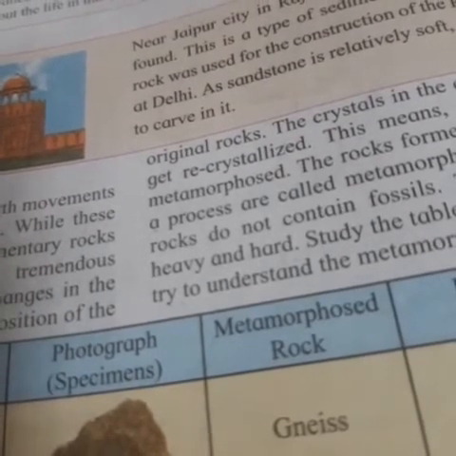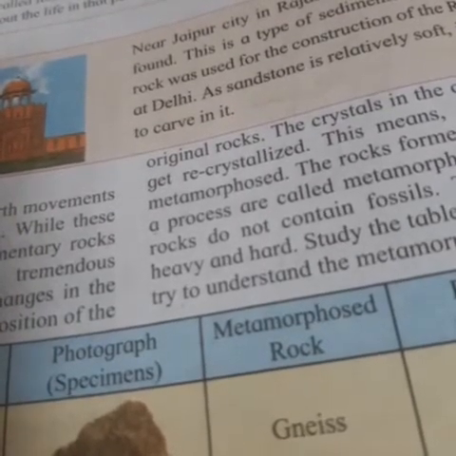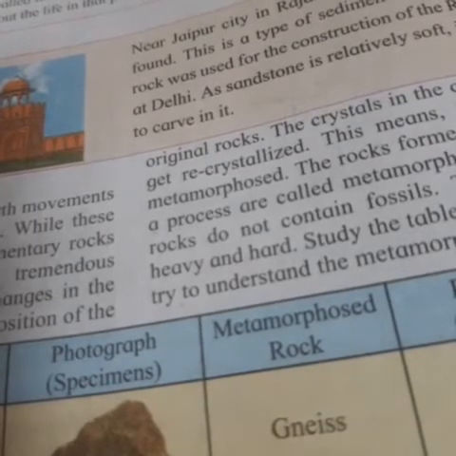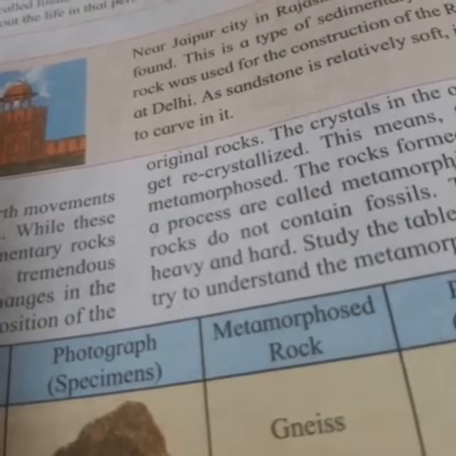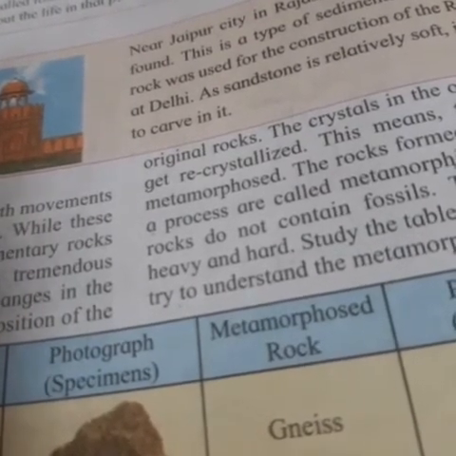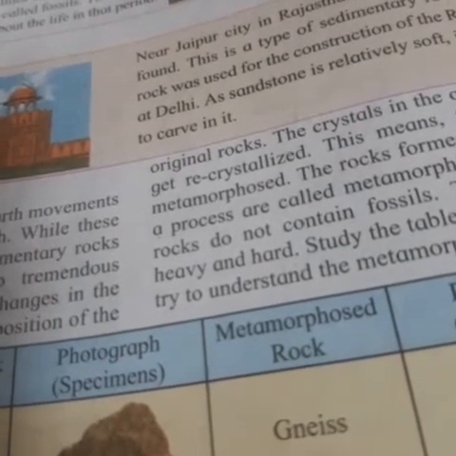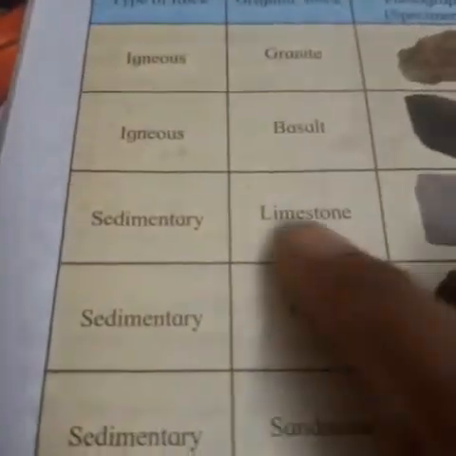Now, it does not contain any fossils. It is heavy and hard, and the price of diamond increases when the coal gets metamorphized and undergoes heavy pressure with intense heat, turning into diamond. So, this is a small example I have given you. Let us see in the table the types of rocks.